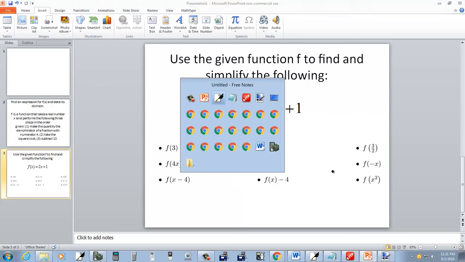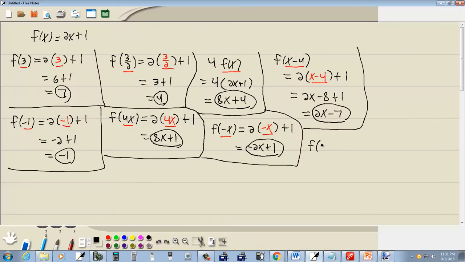F of x minus 4. Well, we're just going to replace the f of x right here with whatever our function is. So we're going to put 2x plus 1 in there. So we'll have 2x plus 1, and then the minus 4 carries down, which 1 minus 4 gives us negative 3, so we got 2x minus 3 is our answer.